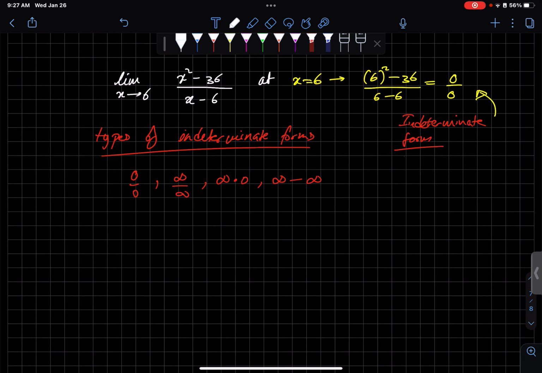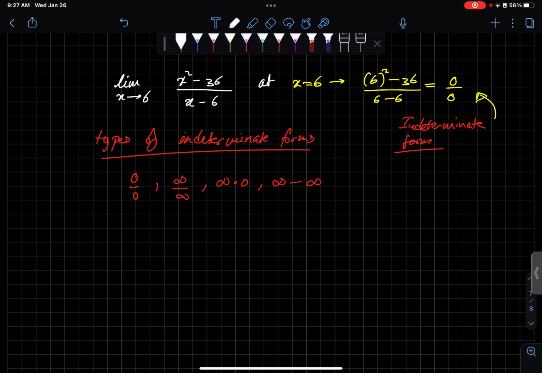Okay, so in this case, what do we do? If you have an indeterminate form, it might be the case that we can manipulate this function in a way that actually lets us figure out what's happening. So we have that f of x is x squared minus 36 over x minus 6. And now we can rewrite the numerator.